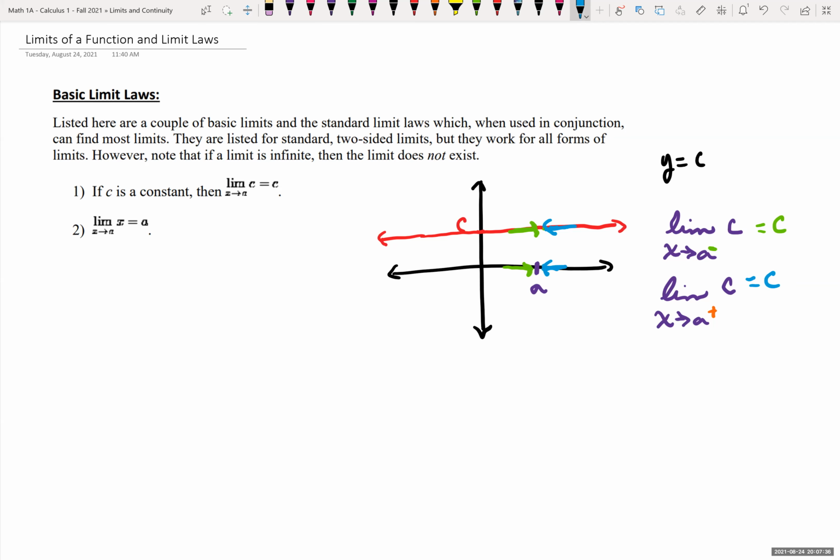We talked about in order for a limit to exist, the left-hand side has to equal the right-hand side. So the limit as x approaches a of a constant c is equal to c. So if you take a limit of a constant as x approaches any value, then it's just equal to that constant.